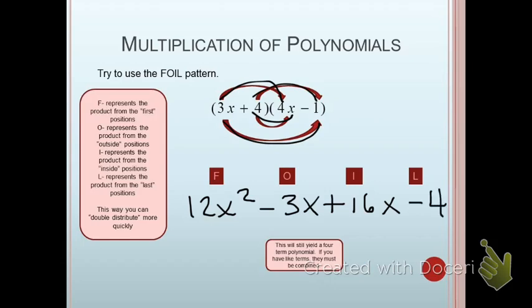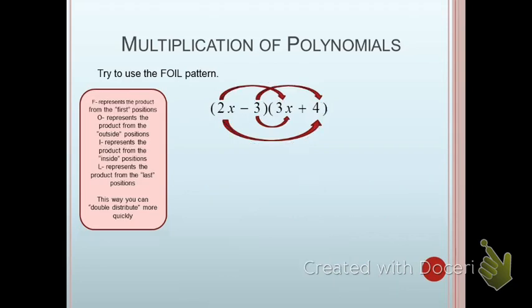Now remember, we need to combine like terms if we have them. Notice negative 3x and positive 16x are like terms. That will give us 13x. And we'll drop down the negative 4. That 13x is positive, and we'll drop down the 12x squared. Let's do another example.